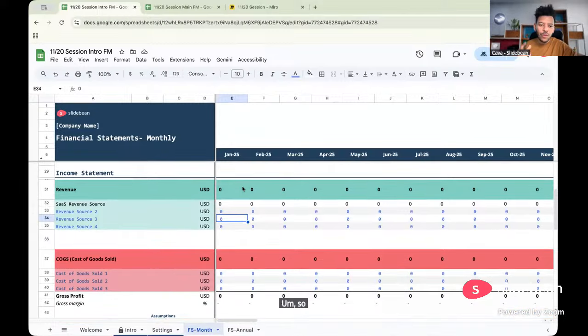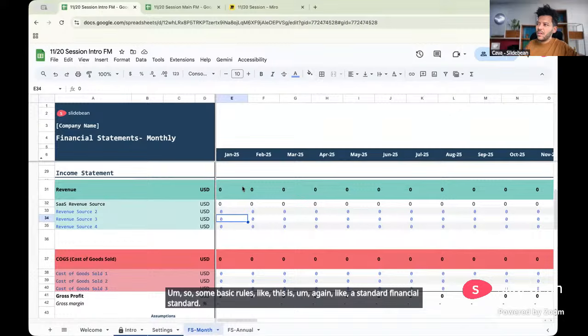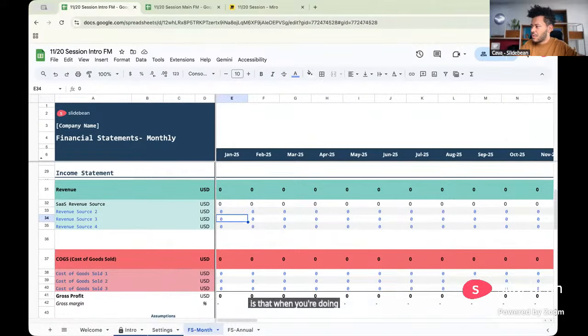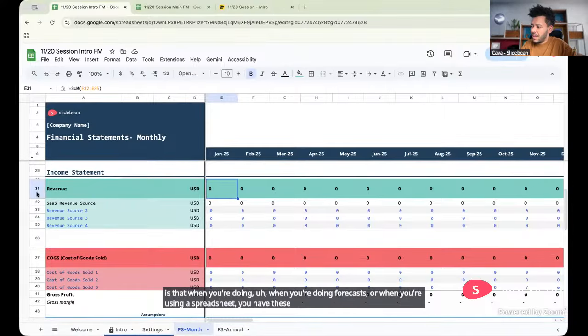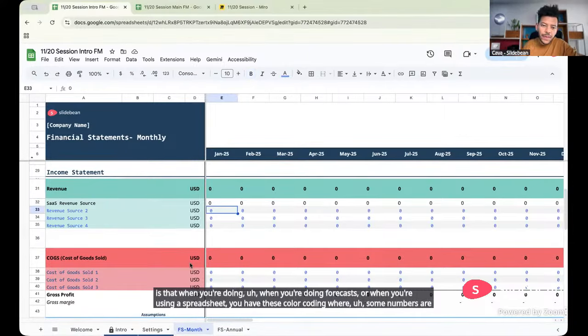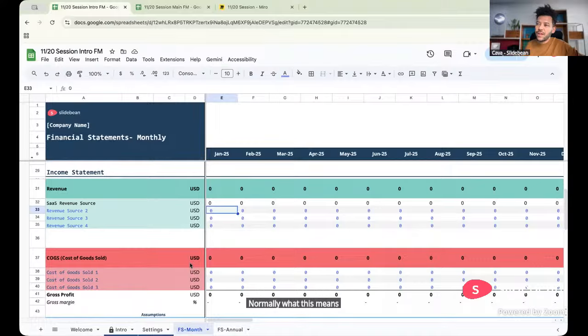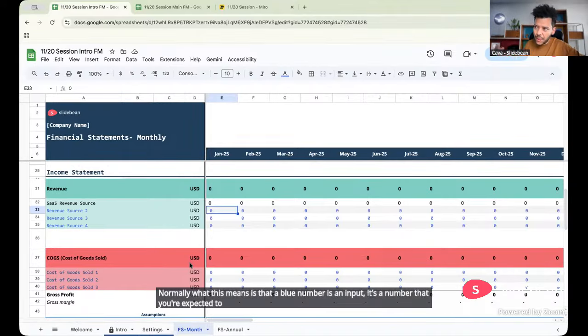So some basic rules, like this is again a standard financial standard, is that when you're doing forecasts or using a spreadsheet, you have this color coding where some numbers are black and some numbers are blue. Normally, what this means is that a blue number is an input. It's a number that you're expected to input in a model, right? You're expected to add something.